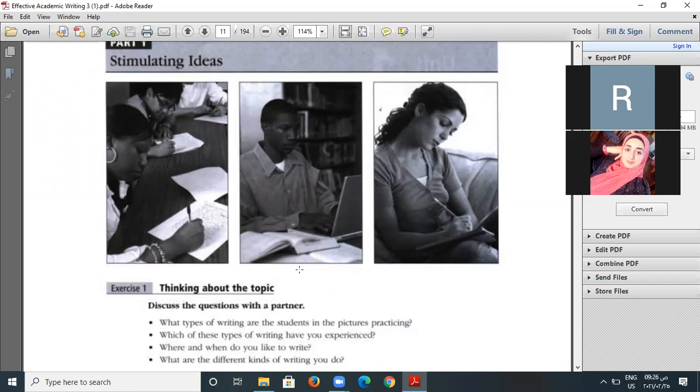Where and when do you like to write? Where and when, meaning place and time. This is a personal question. Maybe I would like to write in a calm space where there is no noise, like the library. And what's the time for that? In the morning, when there is a lot of light, so I can see very well and stay focused. Good. The place is the library and the time is in the morning.